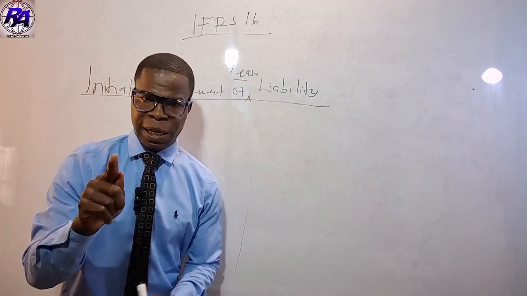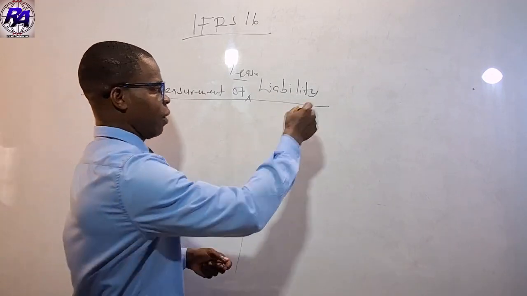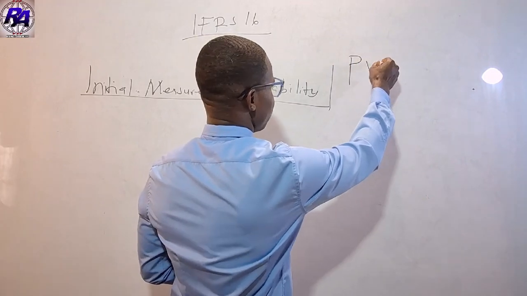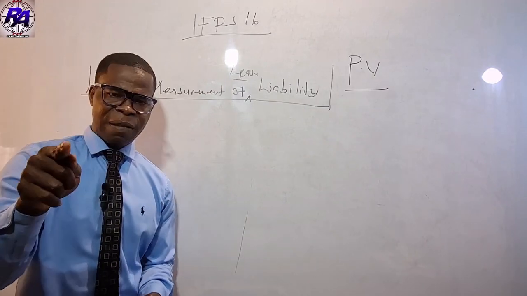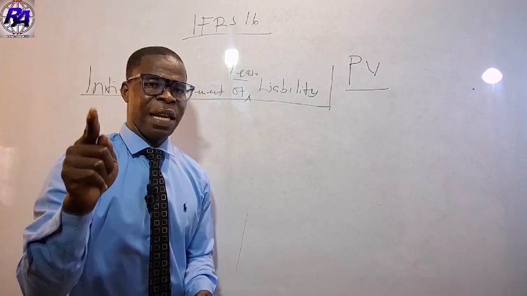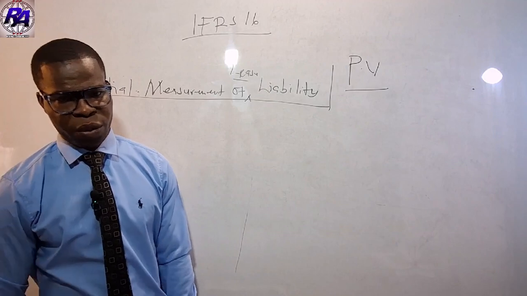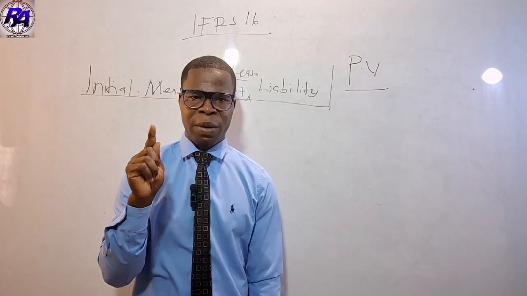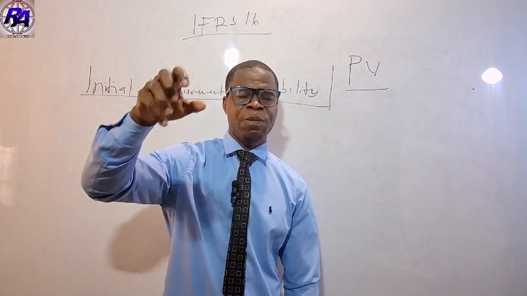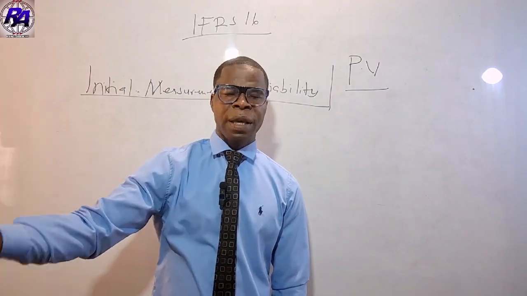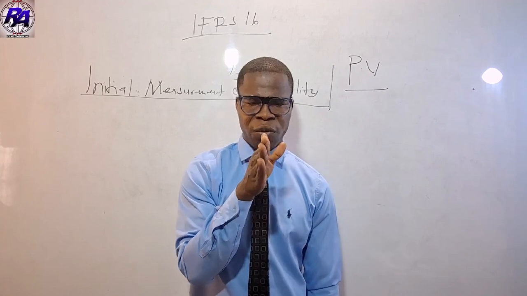So take note. Initially, the lessee is supposed to measure the lease liability as the present value of all lease payments that are not paid on the commencement date. Please, very, very important, this statement I'm making, because it will help you when the lease payment is in arrears or is paid in advance or at the beginning. So please take note of this crucial statement.